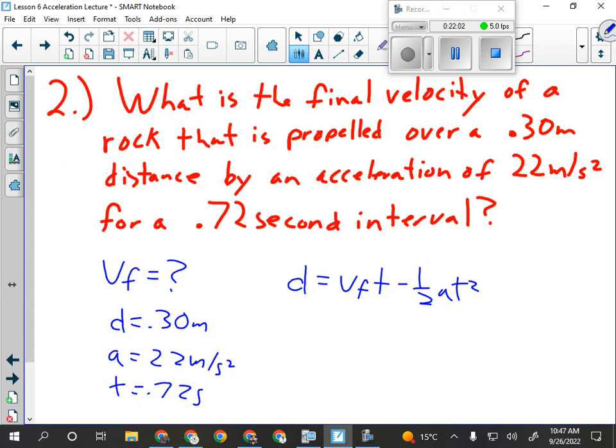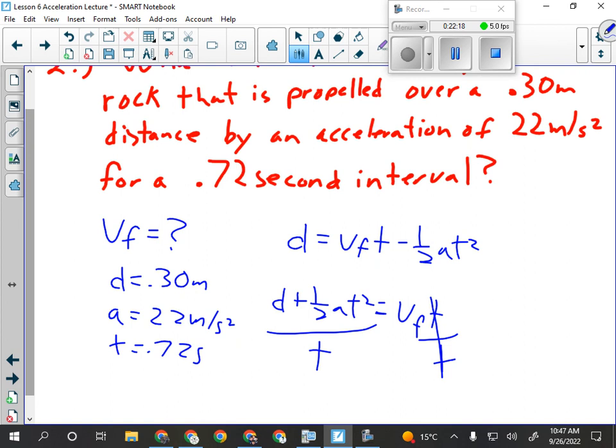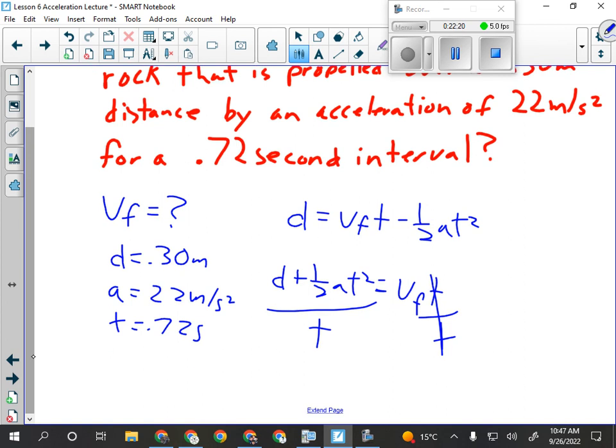So I'm looking for VF. The first thing I want to do is add 1/2 AT squared to both sides. Whoops, not equals, D plus 1/2 AT squared equals VF times T. Divide both sides by T. There's my formula. I just need to plug in my numbers now. So that will mean 0.30 plus 1/2 times 22 times 0.72 squared, divided by 0.72.